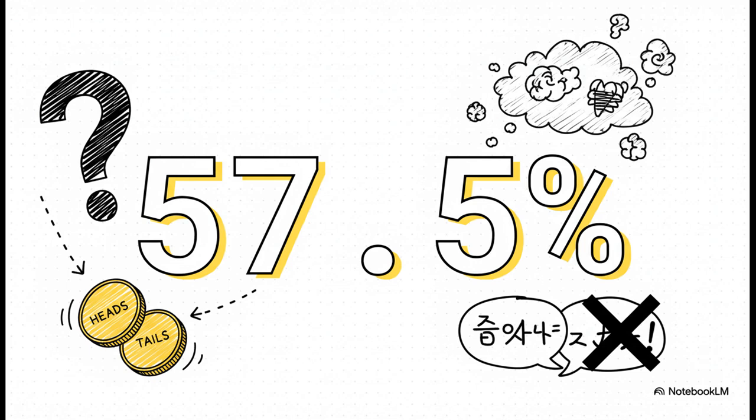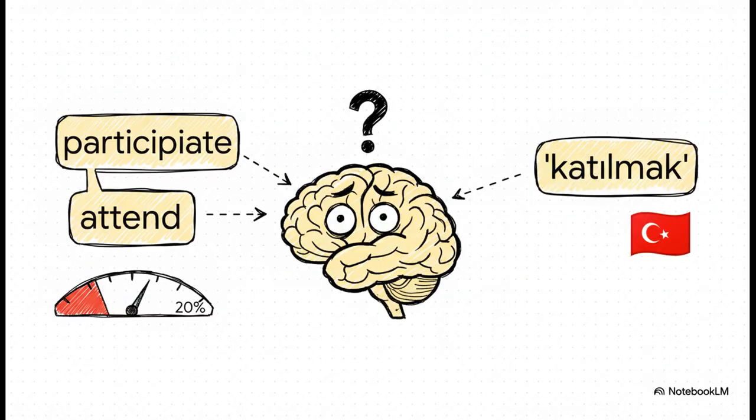It proves that when our brains are left to their own devices with zero clues, they just automatically default to what they know best, our first language, and it causes a whole lot of confusion. And here is the perfect example of the problem.